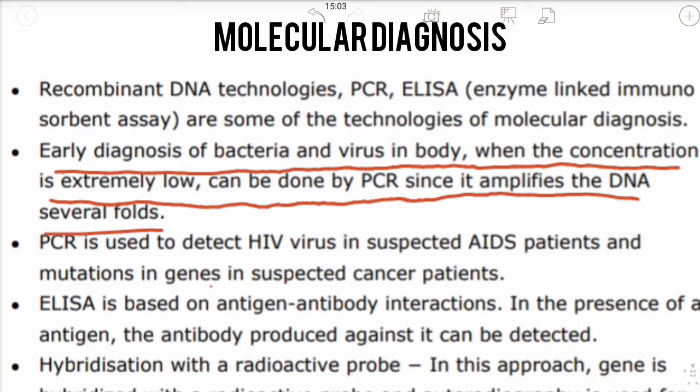So, as I said earlier, early diagnosis is very necessary as the chances of survival are very high. Bacteria and viruses, when they are present early, have a very low concentration, right? When they grow, the concentration becomes high, but at the early stage the concentration of these bacteria and viruses in the body is very low. At this time the diagnosis can be done with the help of PCR, as it amplifies the DNA many folds.